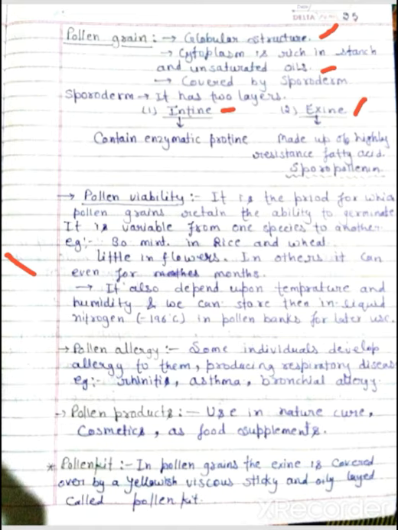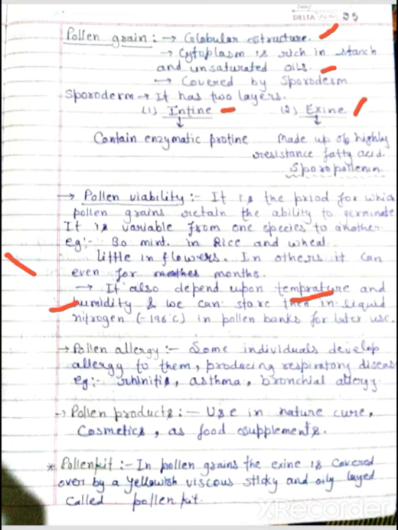Next, it is also dependent upon temperature and humidity, and we can store pollen in liquid nitrogen at minus 196 degrees Celsius in pollen banks for later use. So it does not depend only upon the species, it also depends upon the temperature and the humidity, and the area where we store them. It totally affects the viability of pollen grains.